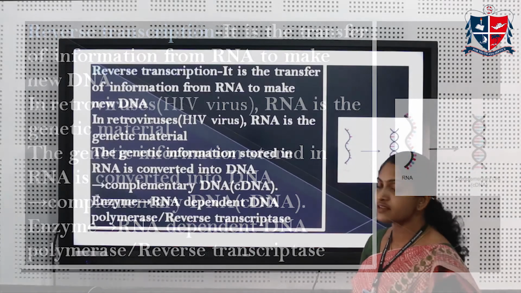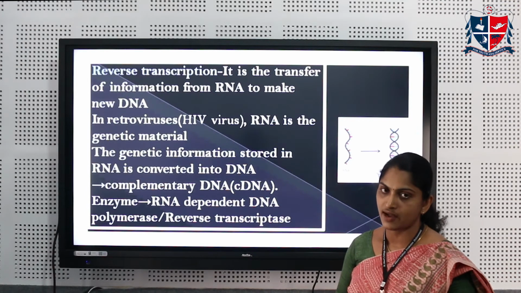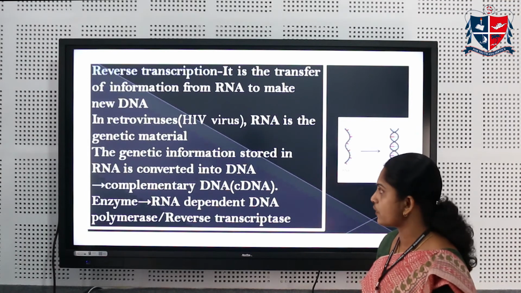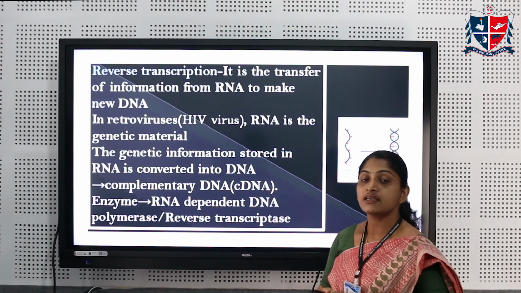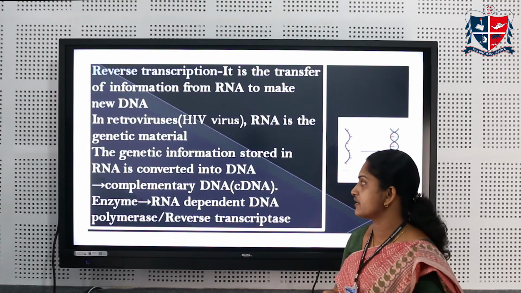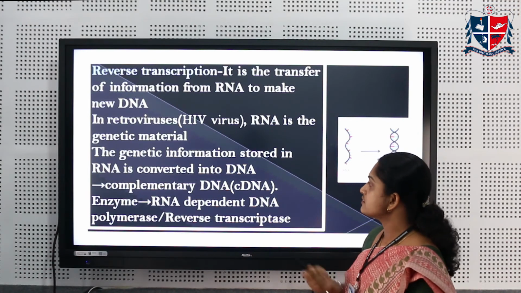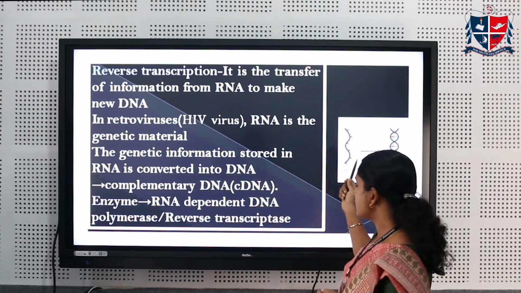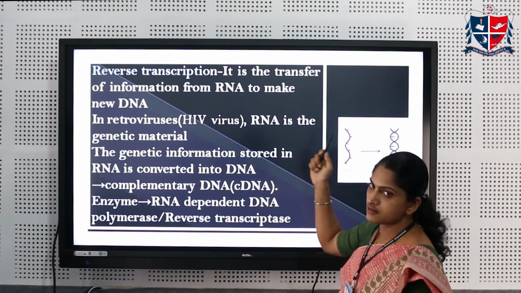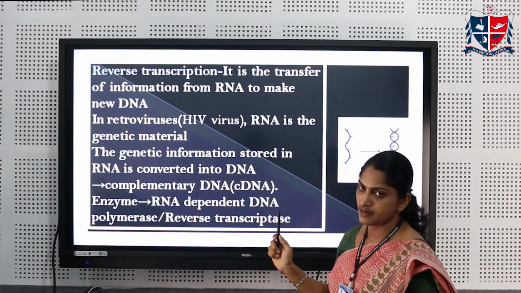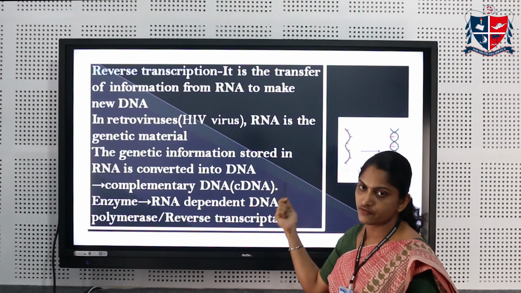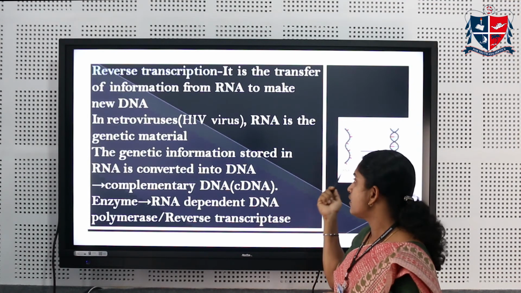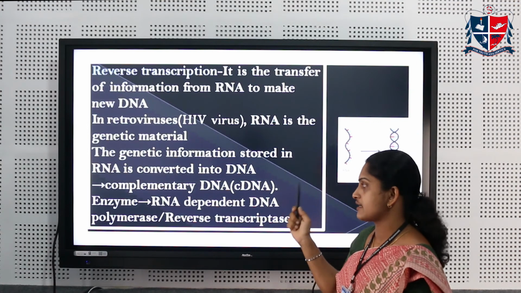Now, next is reverse transcription. It is a rare case which occurs especially in certain viruses, especially retroviruses. An example is HIV. HIV is a retrovirus where, instead of DNA, RNA is the genetic material. In that case, the genetic information stored in the RNA is converted into DNA. In the normal case, the DNA is transcribed to form RNA, but in reverse transcription, the opposite occurs. That means RNA, the genetic material, will be transcribed to form DNA. That is referred to as reverse transcription.